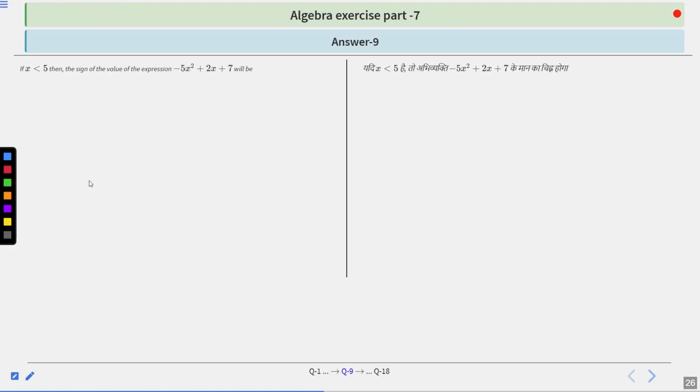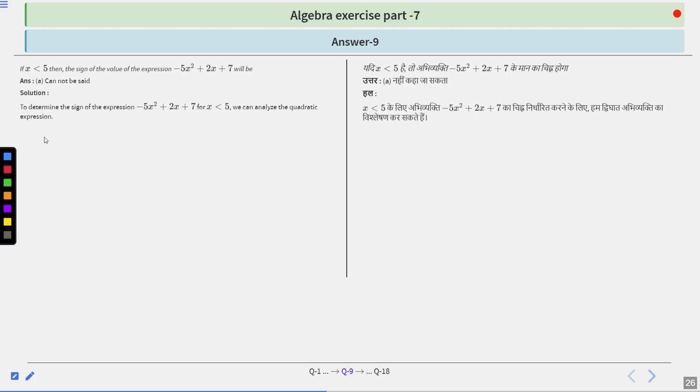So we were given an expression that is minus 5x square plus 2x plus 7. And we have to find that for the values of x less than 5, what the sign of the value of this expression is always going to be. The answer to this question is option number A, that cannot be said. Now let's have a look at the solution of this question.